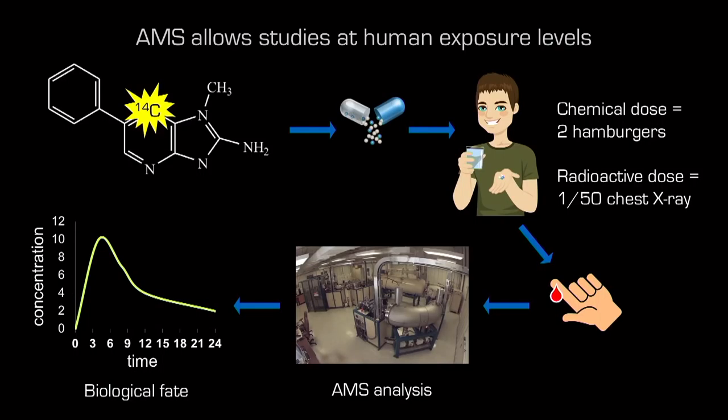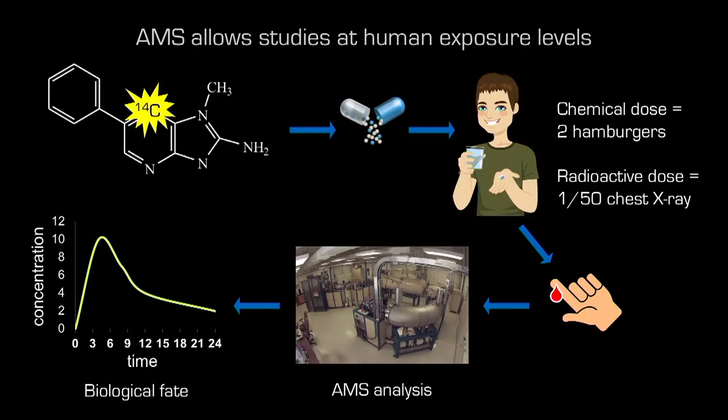So we looked at this using AMS by taking these chemicals. Again, we synthesized it, put a C14 label on it, and then we put it in a pill form. And the levels that we used here of the chemical were levels that someone would typically be exposed to if they were eating well-done grilled meat. And we had human volunteers ingest this chemical, and the dose was about the equivalent of eating two hamburgers. And then the radioactive dose was about 1/5 of a chest x-ray.